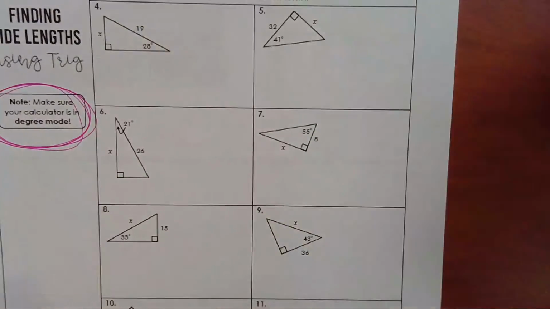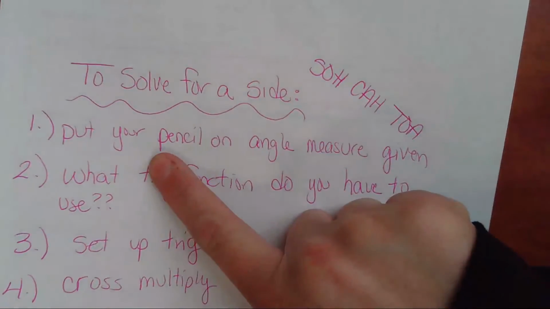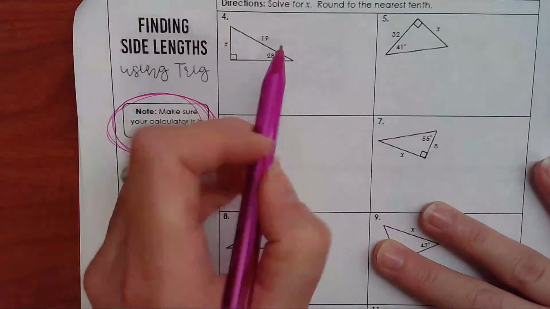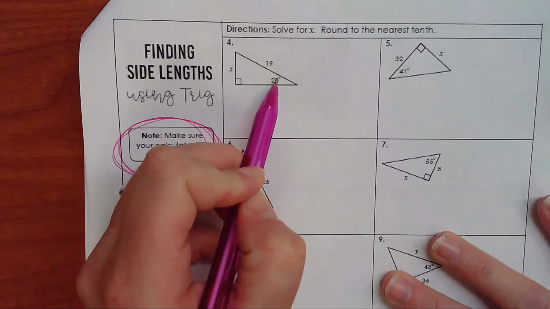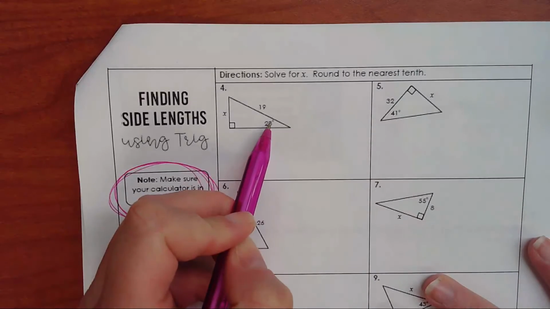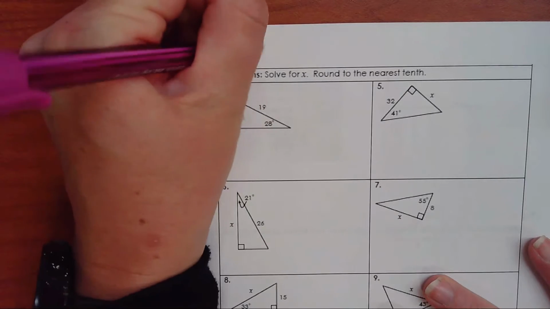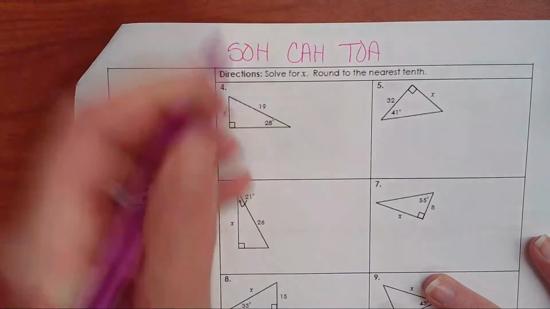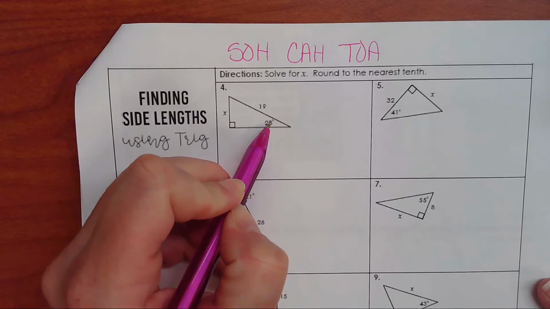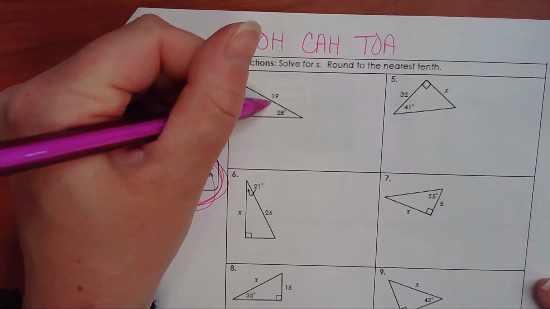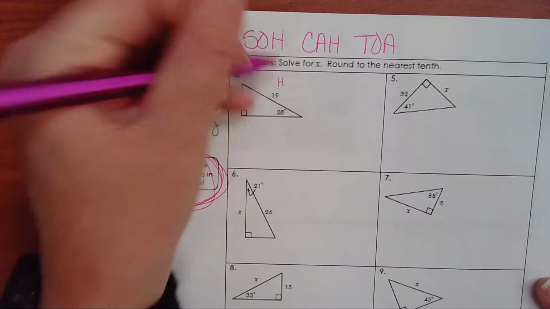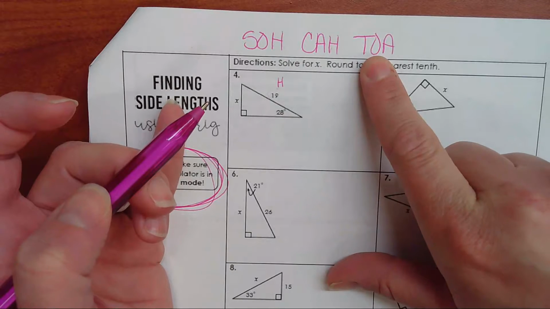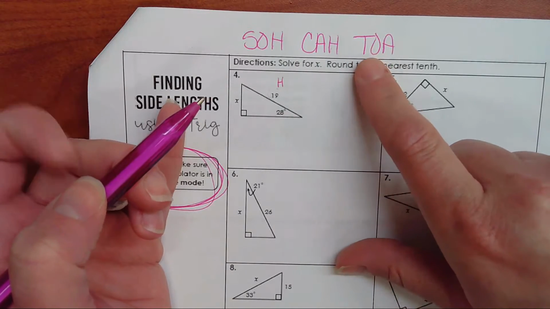So now I am going to follow my steps. Step 1 says put your pencil on the given angle. So this angle is given to me. Now I need to figure out, am I going to use sine, cosine, or tangent? So what that means though is that from the angle, what sides am I given? So across from the 90-degree angle, this is known as your hypotenuse. So I'm definitely using one with the hypotenuse. I'm not going to be using tangent because that doesn't have a hypotenuse.